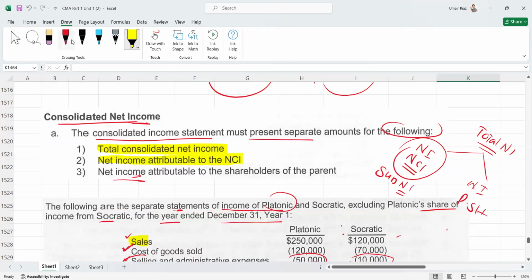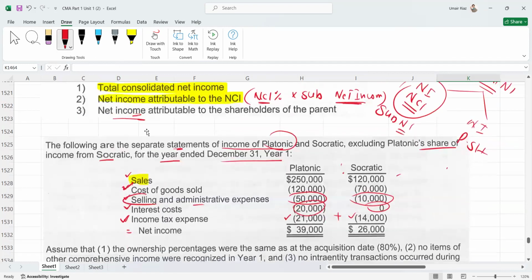This is how you will calculate. I'm showing you the formula here. Net income attributable to NCI. So you will take the NCI percentage multiplied by the subsidiary's net income. This will give you the net income attributable to NCI, because the NCI share is only in the subsidiary, not in the parent, right? So we have to take the subsidiary's net income into the NCI percentage.